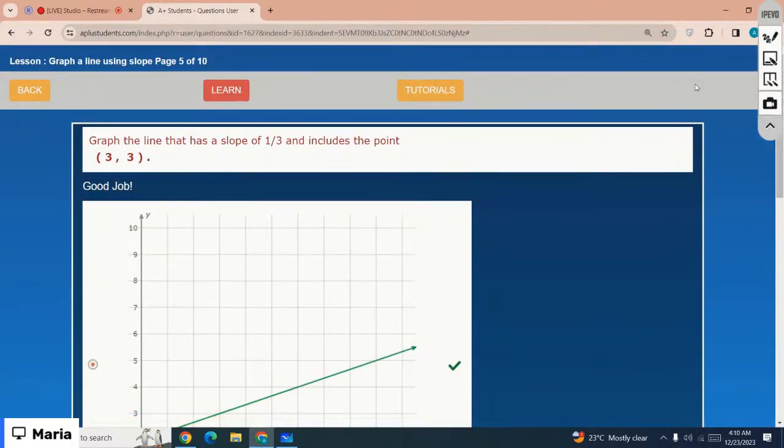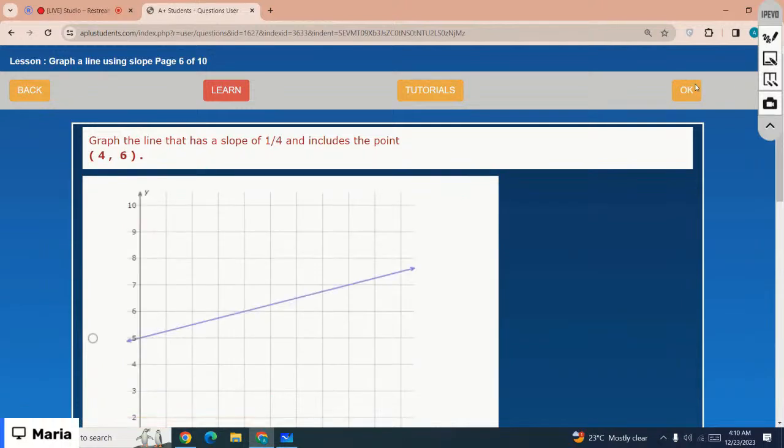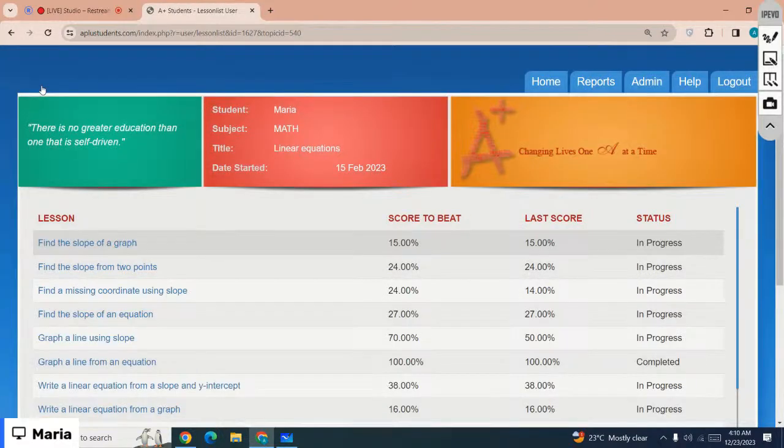Okay, you can complete the lesson by yourself later today. Let's just move on to the next lesson: graph a line from an equation, right? Now we're going to learn, if we are given the equation, how do we graph a line, right?